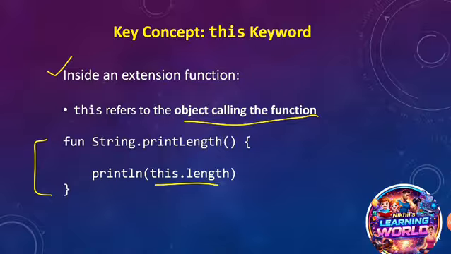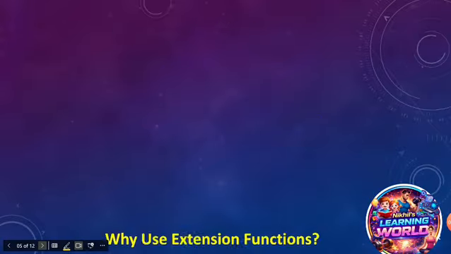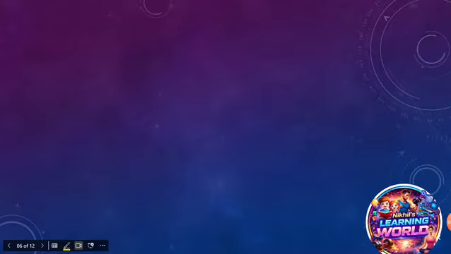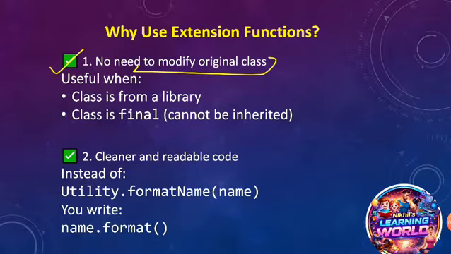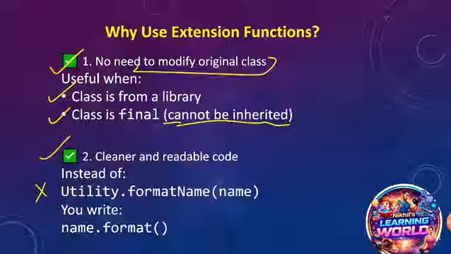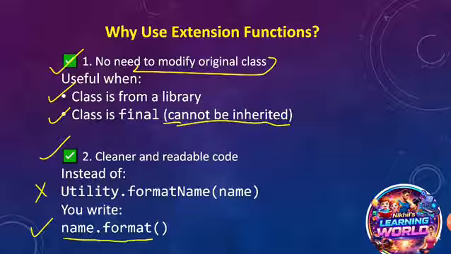Next is why we use extension functions. By using the extension function, we don't need to modify the original class. We are extending the original class without modifying its code. It is useful when a class is from a library, or the class is final and cannot be inherited. It also gives cleaner and more readable code. Instead of Utility.format(name), you can just write name.format(). The string will be directly formatted by using this single line of code.